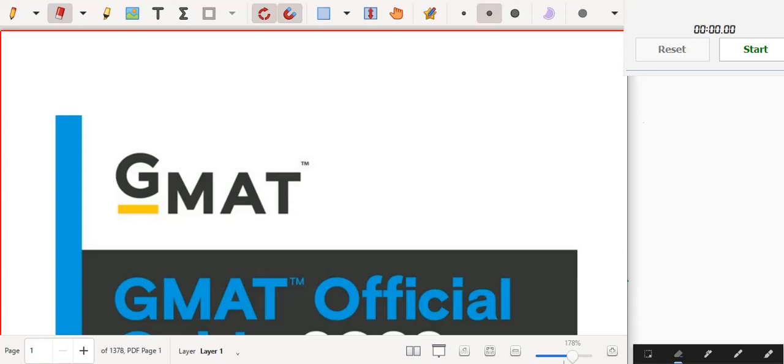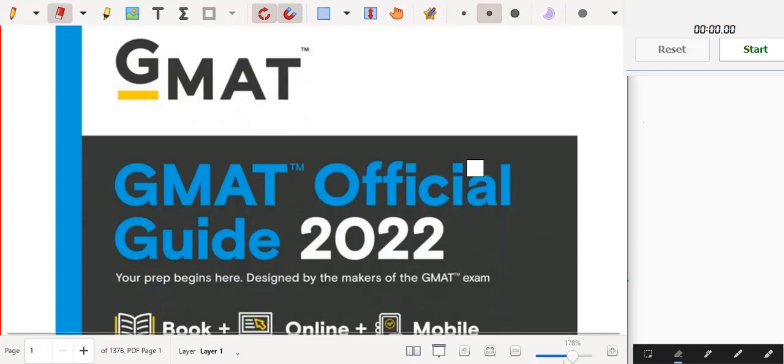Hello everyone. As I speak now, today I will prepare from this official GMAT guide 2022. Today, the part that I will be doing will be critical reasoning. Now, critical reasoning is one of the very important parts of the verbal section that's coming in GMAT, and it's always better to start with the official guide because that gives you the very base of your preparation. So, without much further ado, let's start.